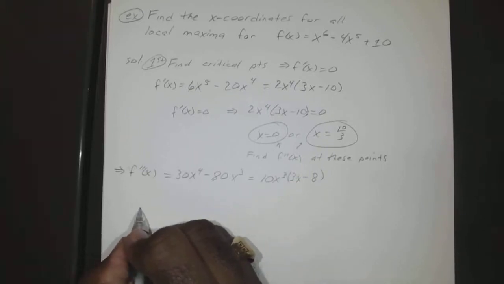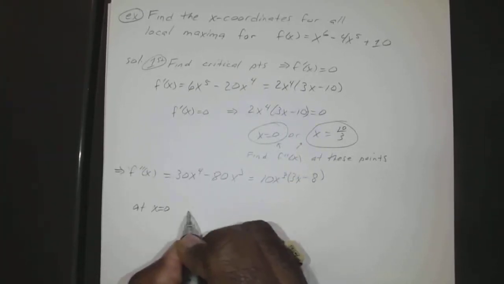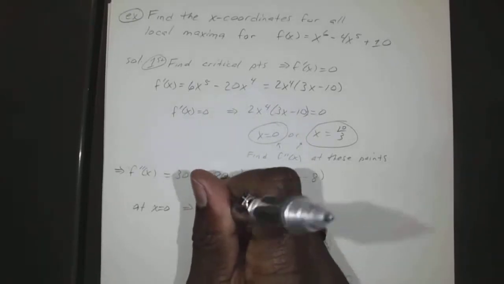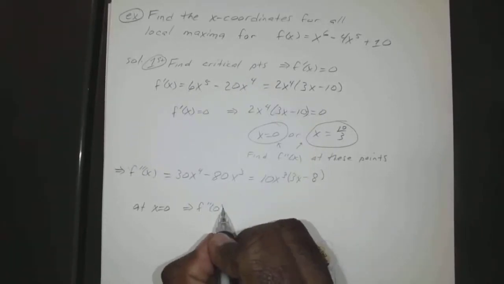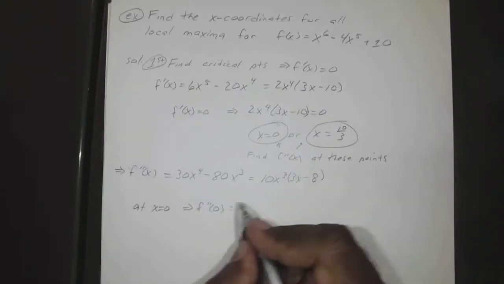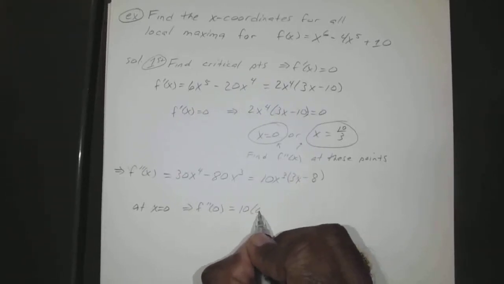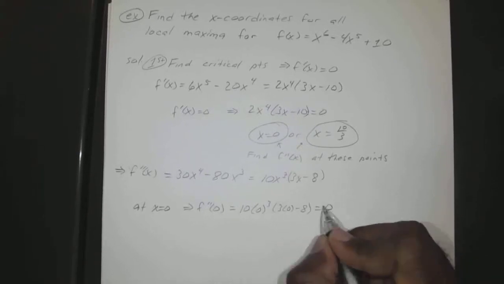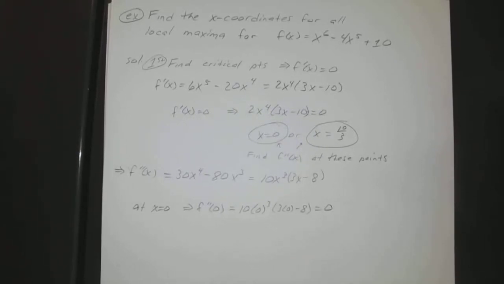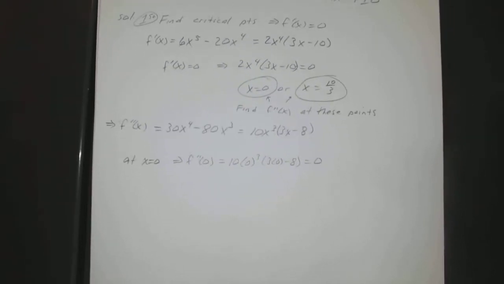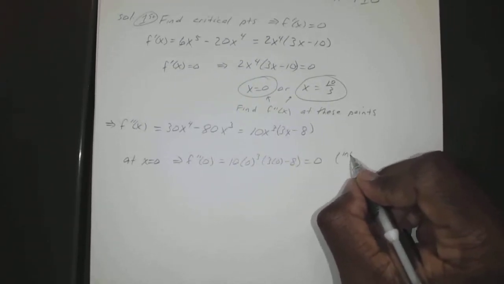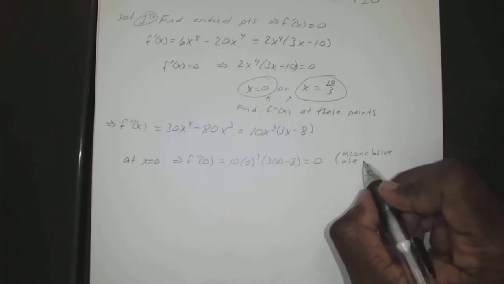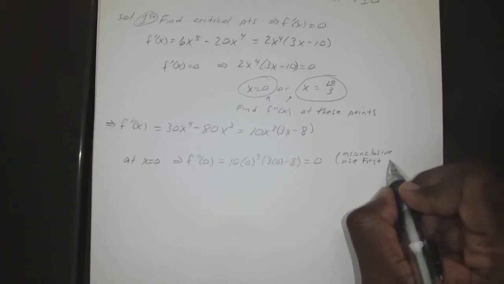Okay, so we just have to find, at x equals 0, the second derivative of 0 is equal to 0 times anything, that's just going to equal 0. I'll write it out anyway. Okay, so once again, it's inconclusive. Use first derivative test.